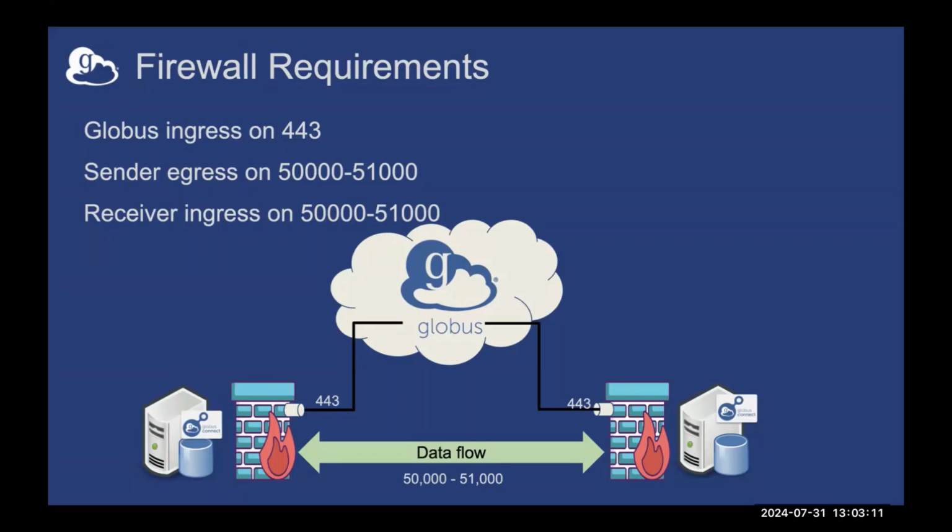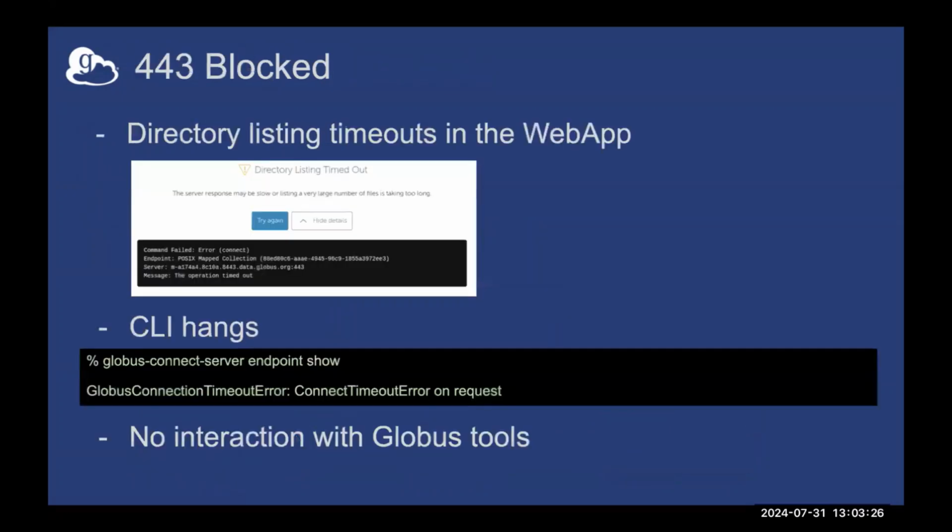But again, I'm not going to get into too much of the details in this talk. The sender needs to be allowed to connect out to any given receiver listening on that port range, and the receiver needs to be able to accept on that port range. Those are the requirements that we have. So let's talk about what it's going to look like if those requirements are not met.